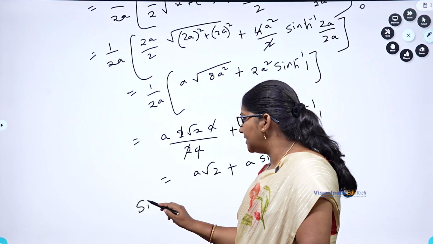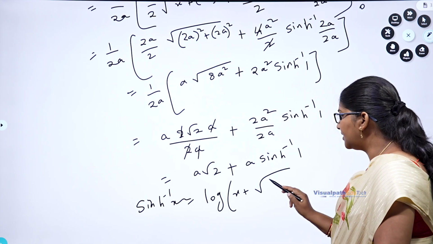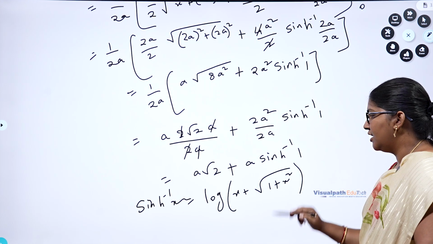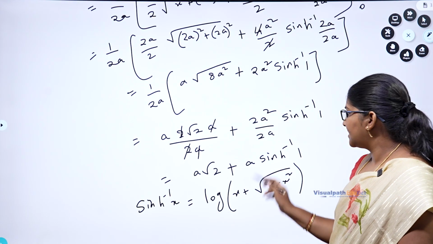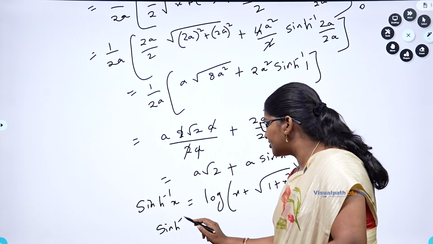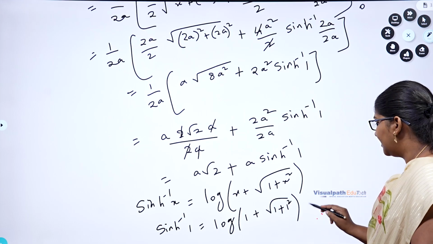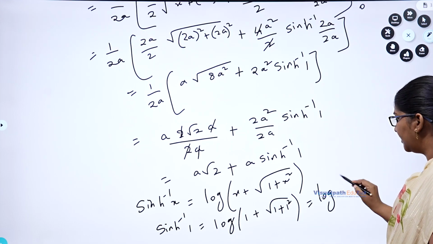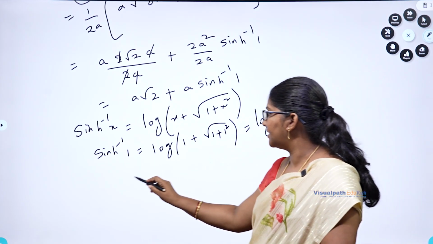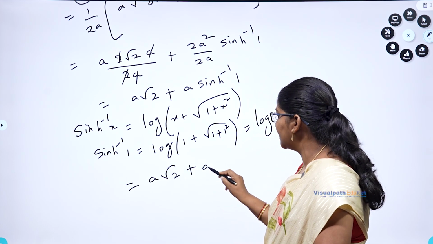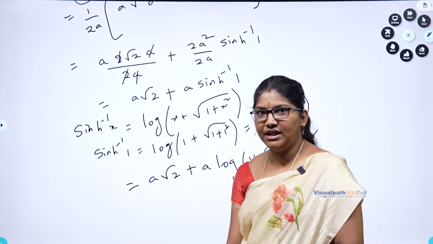We have the formula for sinh inverse x: log of x plus the square root of 1 plus x square. Now substituting here, sinh inverse 1 means log of 1 plus the square root of 1 plus 1 square, that is nothing but log of 1 plus root 2. Now substituting here, this is nothing but a root 2 plus a log of 1 plus root 2. This is the length of the arc of the parabola.